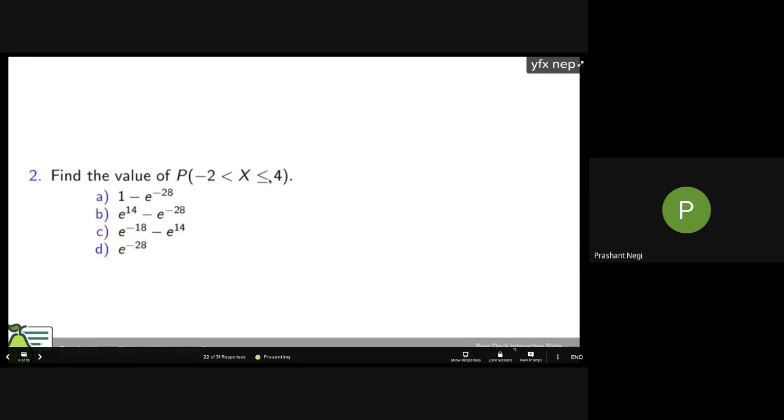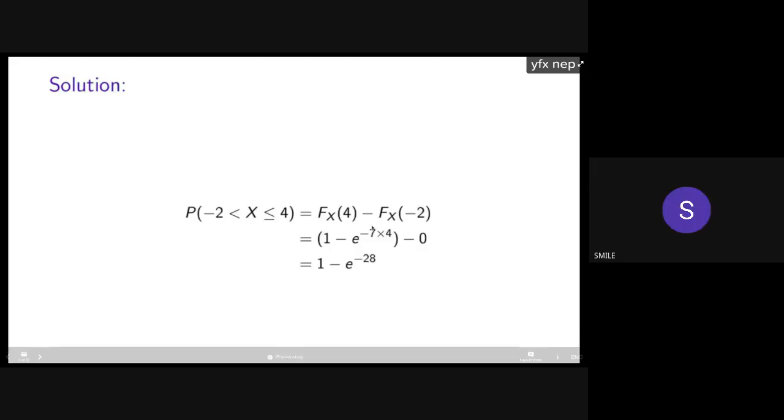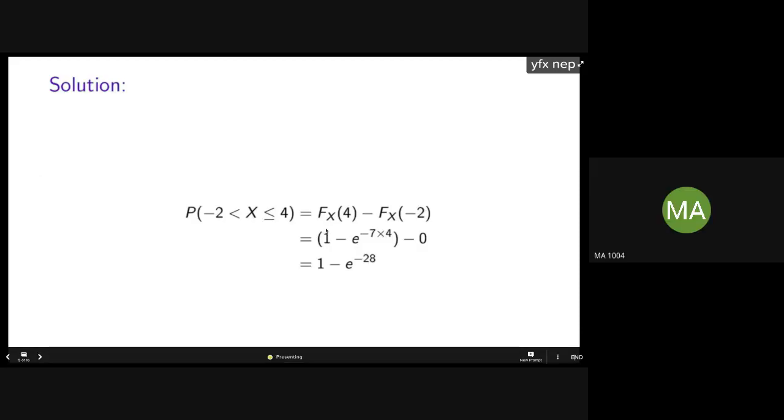It is basically Fx of 4 minus Fx of -2. No matter what, Fx of -2 will be 0 because -2 is less than 0. So it will be Fx of 4 minus Fx of -2, and I know that Fx of -2 is 0. If I add this, it will be 1 minus e to the power -22, right?